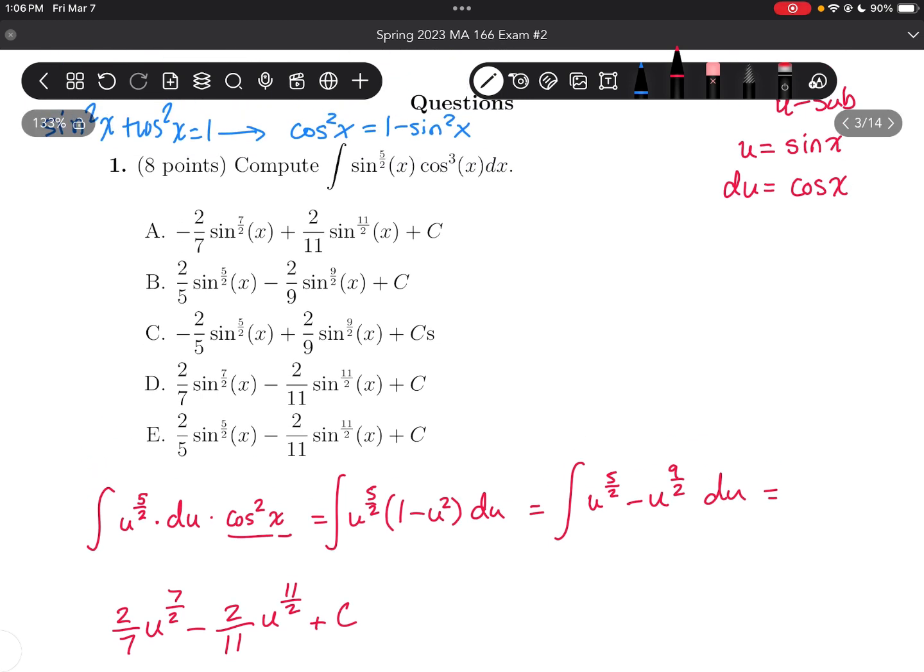Okay, and now the last step is to plug in sine. If you notice, none of these answer choices here have u. That's because u is relative. We need to plug back in u equals sine x to get our correct answer. So after plugging it in, I get 2 over 7 times sine x to the power of 7 halves minus 2/11 times sine x to the power of 11 halves plus c. So that would make the correct answer for this problem D.